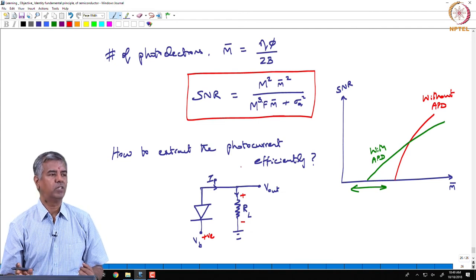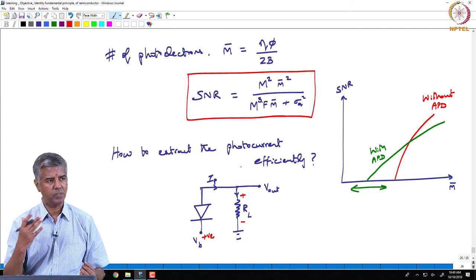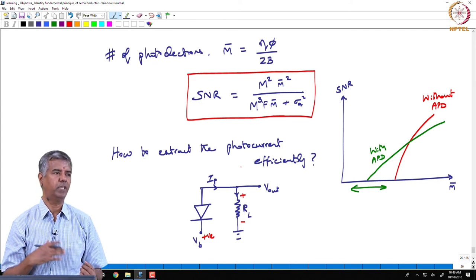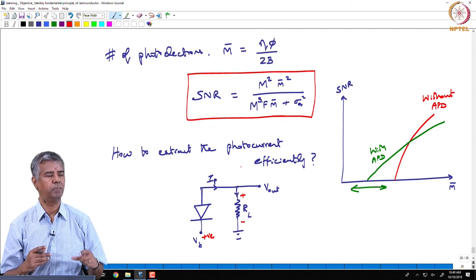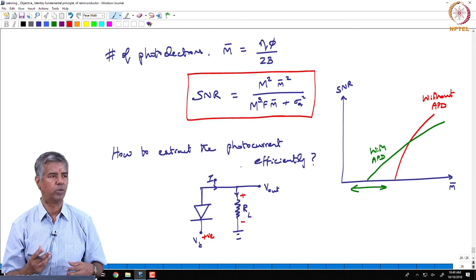So that is actually going to be a problem, because if it is counteracting the reverse bias, then the effective reverse bias voltage that the photodiode is seeing is going to keep decreasing as you go to higher and higher photocurrents, as you pick up more and more light.